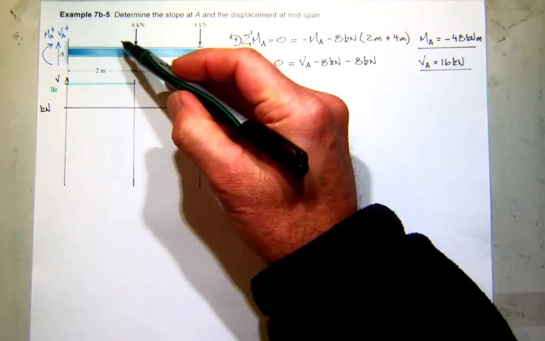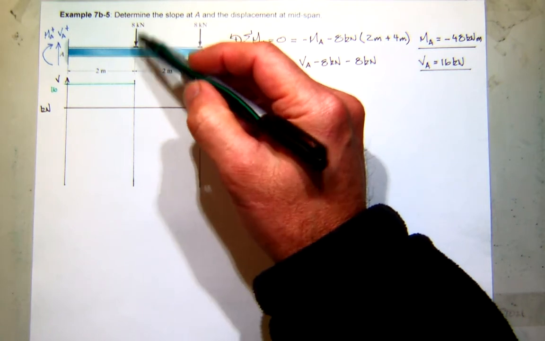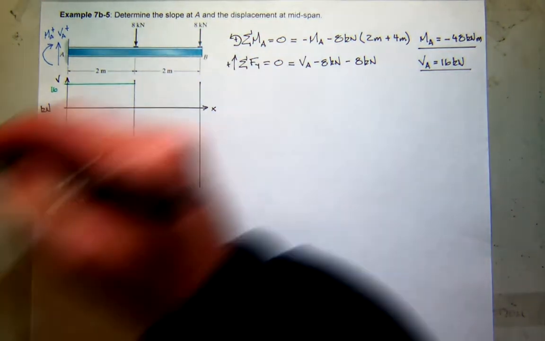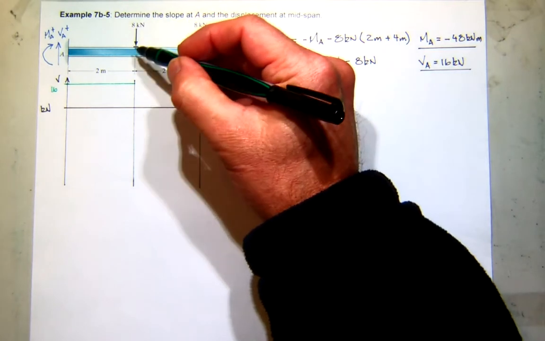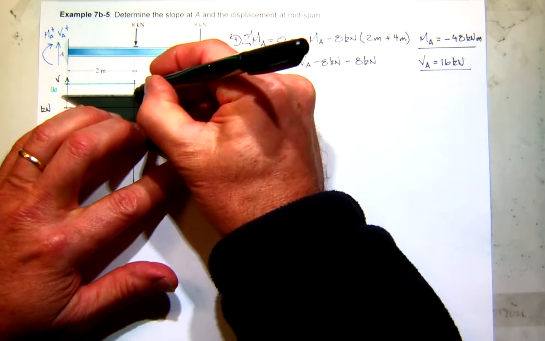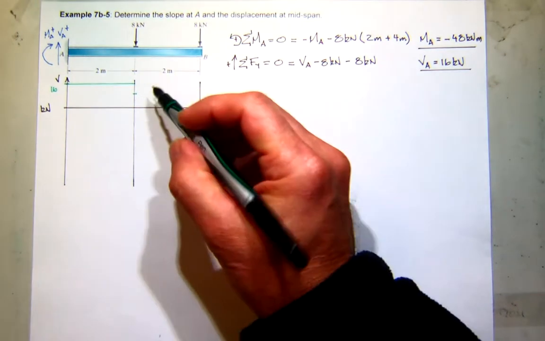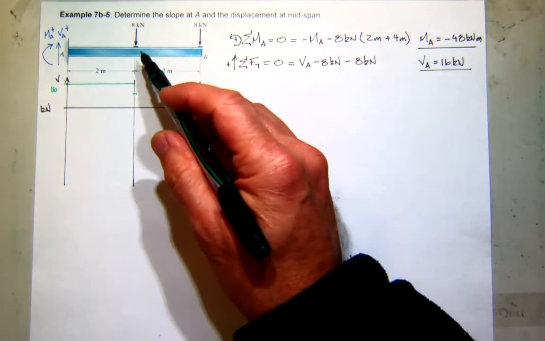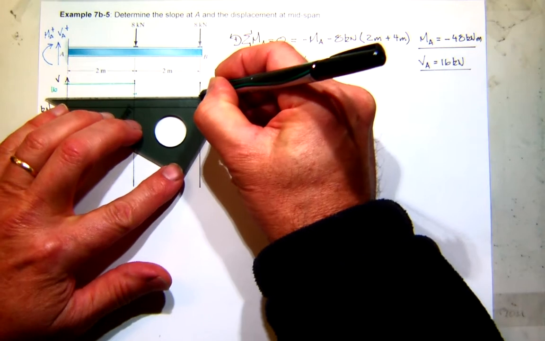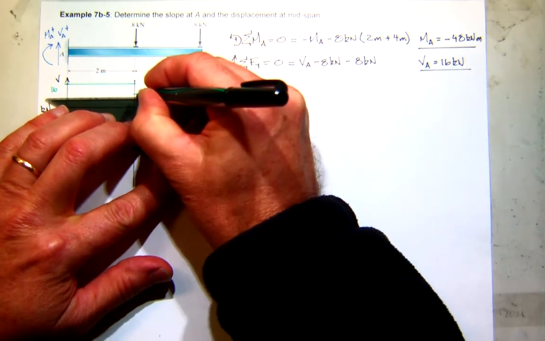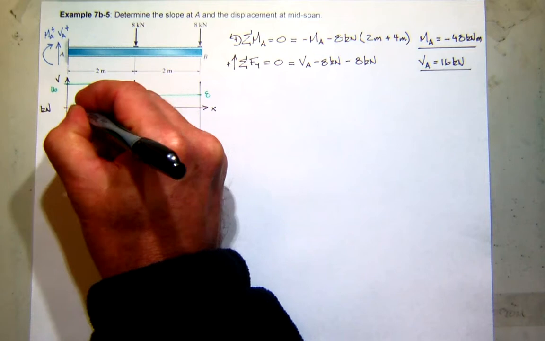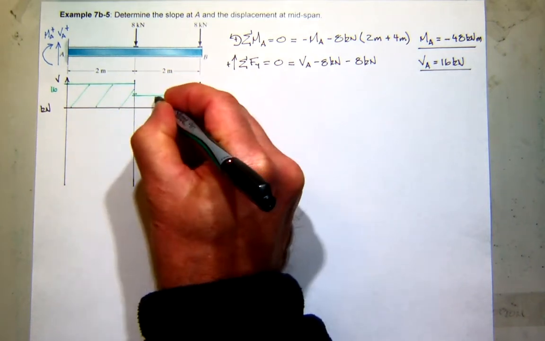As we go from left to right under this 8 kilonewton force, how much is our shear change? Negative 8. The change is 8, yep, and the load is down, so that's negative. So 16 minus 8 is 8. Change from here to here is the area of this part of the curve, which is 0, so it stays 8. And the slope is 0 because the load is 0. So there's our shear diagram.